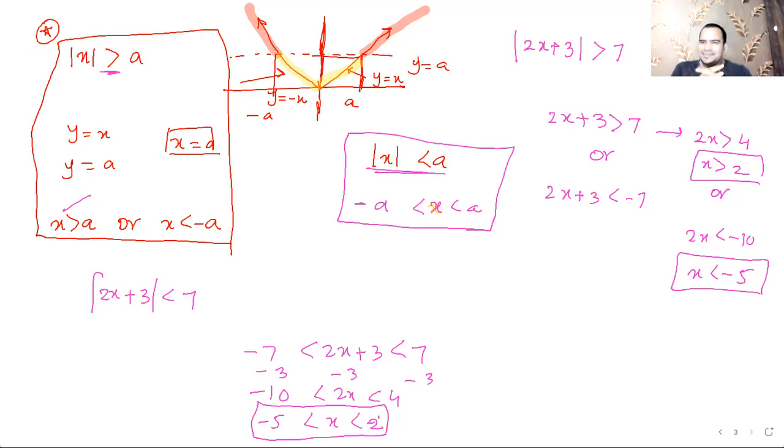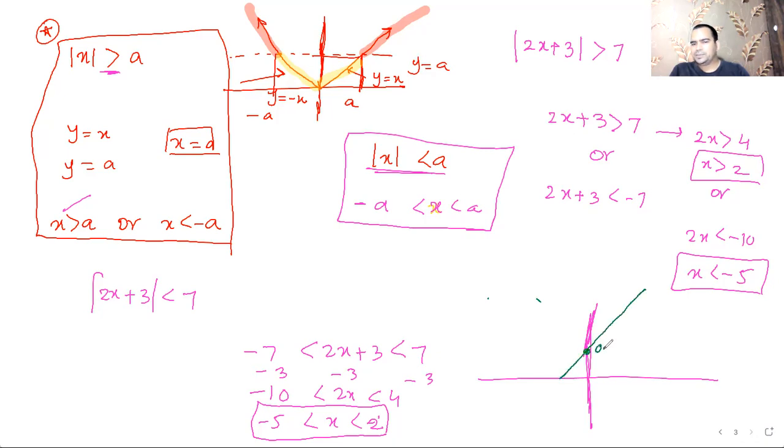Now, what will be interesting here is to actually visualize the solution graphically also. How can we solve this question graphically? So first thing we've got to do is plot the graph of this function. You've got to draw the graph of the absolute value of, let's say, 2x plus 3. So when I draw the absolute value of 2x plus 3, first you draw the line y equals 2x plus 3.